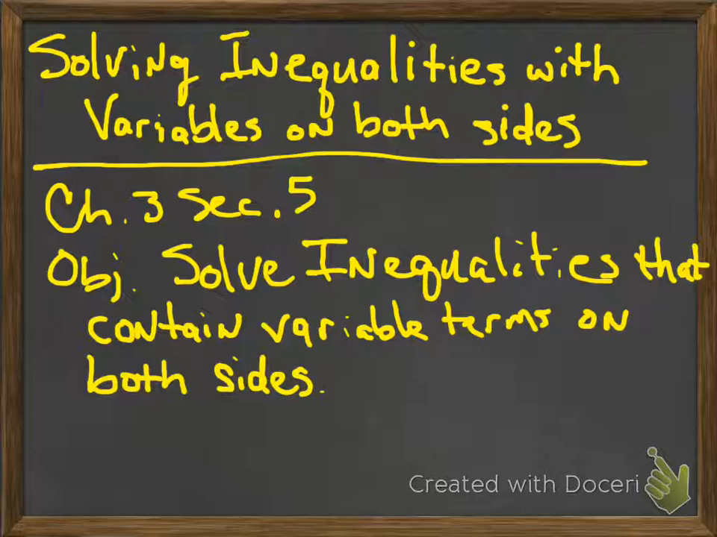Alright, so welcome to Solving Inequalities with Variables on Both Sides. This is in Chapter 3, Section 5 of the book. And we're trying to solve inequalities that contain variable terms on both sides. So not something that should hopefully be very hard. Kind of follow the steps here, and it hopefully should be very easy.